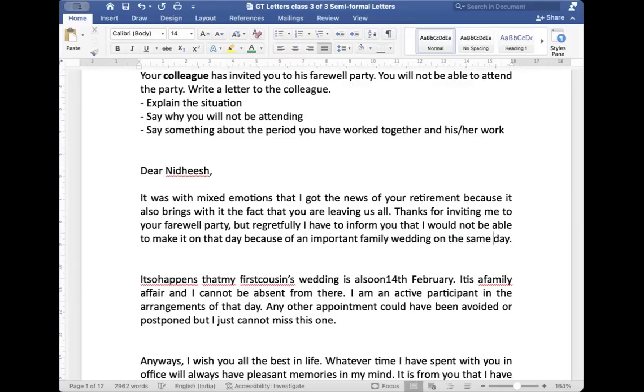Now, you have to imagine a real life situation. So put such a reason that will sound very logical, and the other person will have to understand why you can't come. Otherwise, it will look rude. Why? You have to imagine a real life thing. So I've said that there's a family function on the very same day, family wedding, so I will not be able to come. So that seems quite logical. And then the other person will also understand why you are not coming.